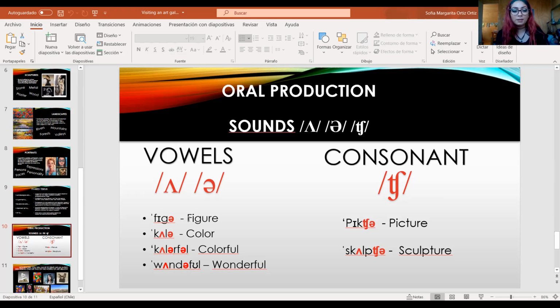So here we have some examples. The word figure, figure, right? Figure. The second one, color, color, color. The third one, colorful, colorful. The next one, wonderful, wonderful.